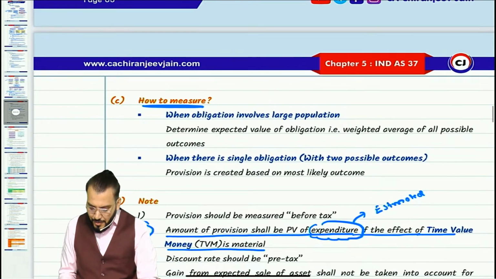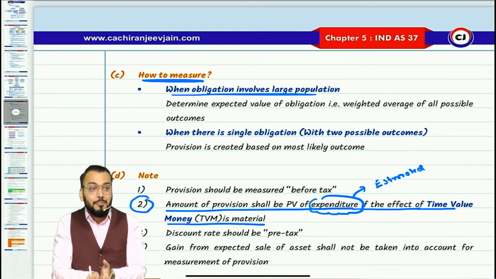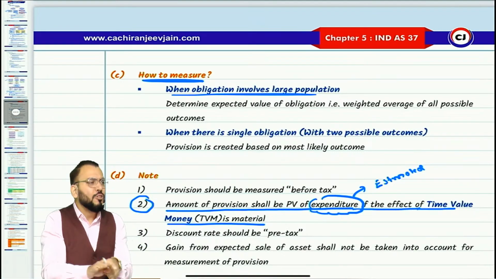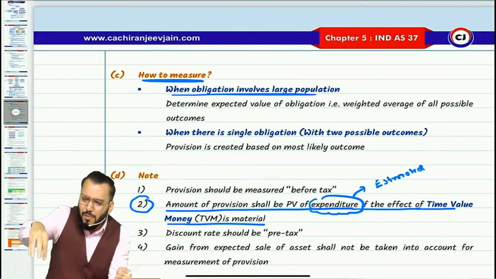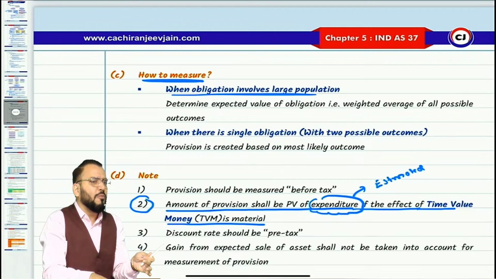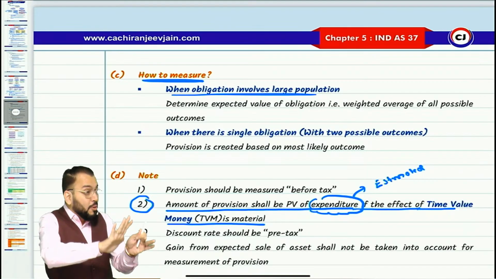When the obligation involves a large population, it is not one item. It involves a large population. In a year we will sell many units, so we can't do one by one calculation. It is not possible to calculate provision for warranty for each sale. So they said, when provisions involve what?